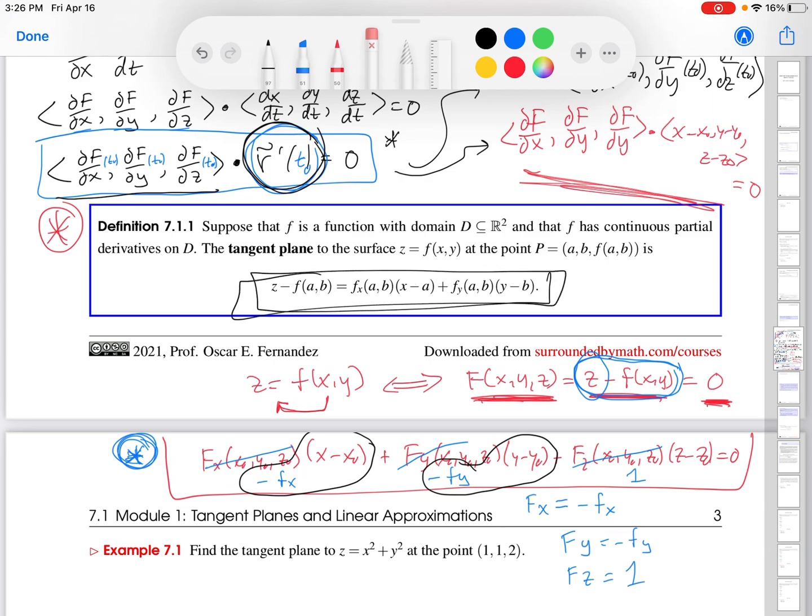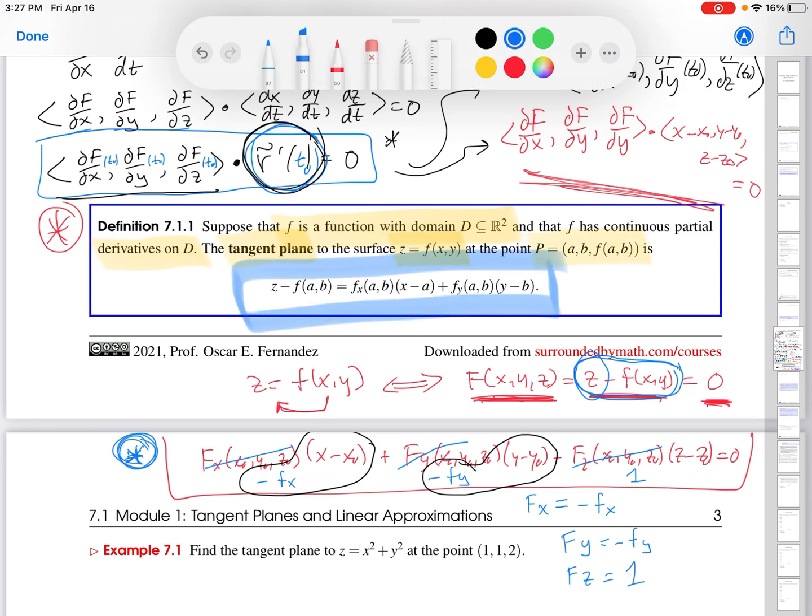So we are then at a point where we can go to this definition and understand all of the work that it took to get here. So what does the definition say? It says, suppose f is a function on some domain, and it has continuous partial derivatives on that domain. The tangent plane to the surface z equals f of x, y at this point is exactly what is over here. Notice again that this is the equation of a plane. It has the form z minus z sub 0 equals a number times x minus a plus a number times y minus b. That was our equation for the tangent plane back from when we first talked about it.